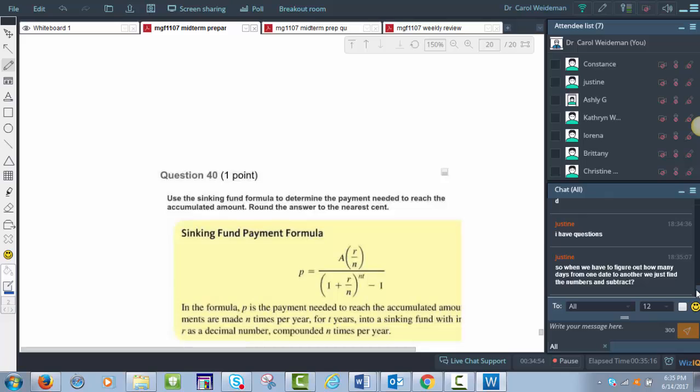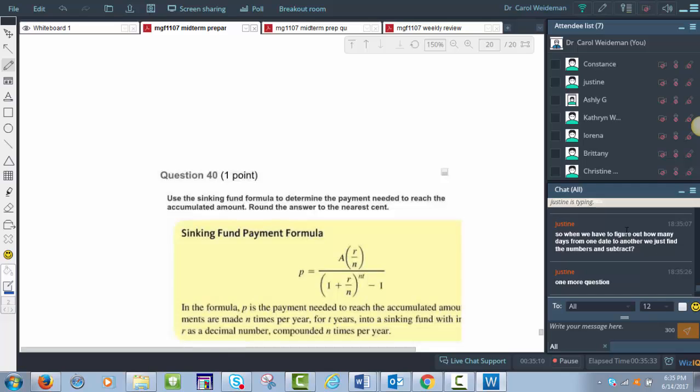So when we have to figure out how many days from one day to another, yes, that's correct. Okay. And Justine, if you were going to do that problem, I would give you that table of days that we used also. I'm giving you the different tables and all that you're going to need. You're not going to have to remember things like that.